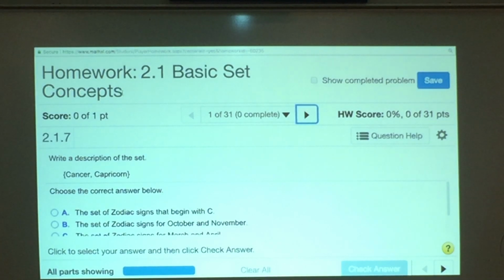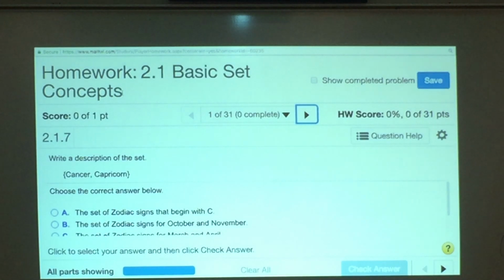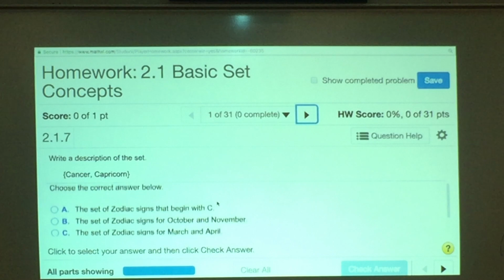All right, this is section 2.1, and we make a significant change in direction. We move to a topic known as sets. It's nothing complicated, really. So let's start looking at what sets are.